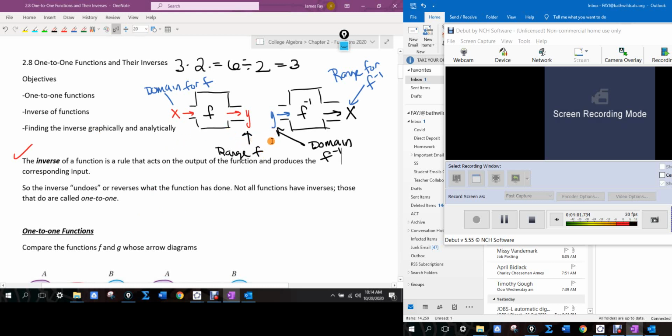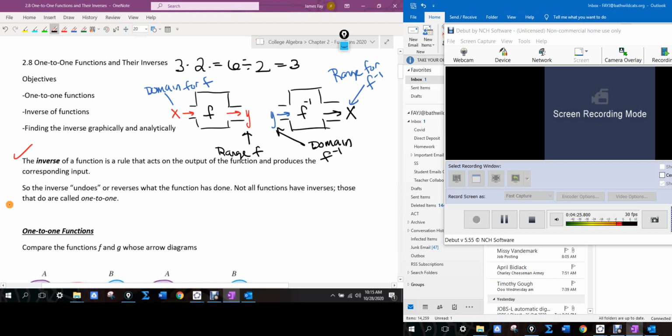However, not all functions have inverses. Those that do are called one-to-one. So we've got some functions that are one-to-one, some functions that are not. If a function is one-to-one, it is going to have an inverse. If a function has an inverse, it is also one-to-one. Does that kind of make sense? That's a definition, so it's a biconditional.